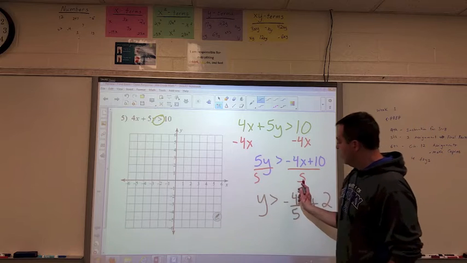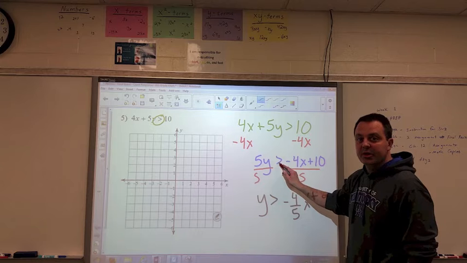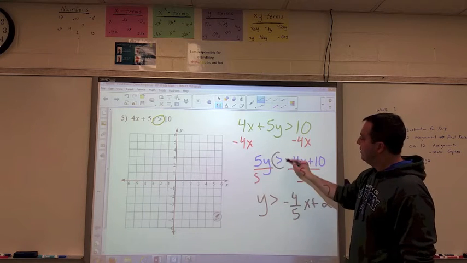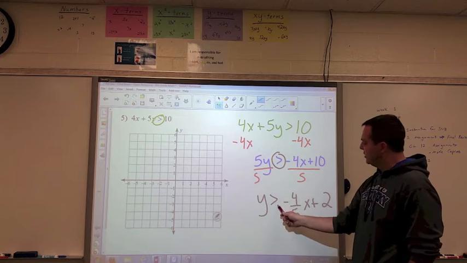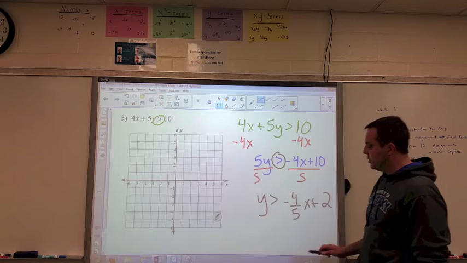Now remember, if you were to divide by a negative right here, you would switch this sign. Whenever we multiply or divide by a negative, we flip this sign. But since it's a positive 5, we just leave it. Y is greater than negative 4/5x plus 2.